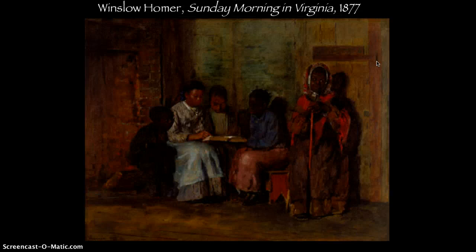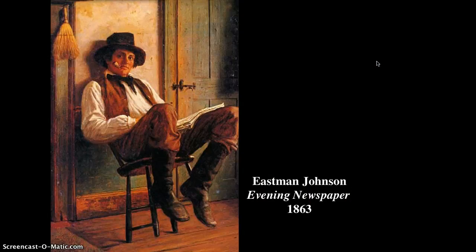So as you can see, during Reconstruction after the Civil War in 1877, when Winslow Homer paints Sunday Morning in Virginia, you can see young, formerly enslaved children gathered around reading and learning how to read, where an older woman is sort of separated from this reading and from this new youthful activity.